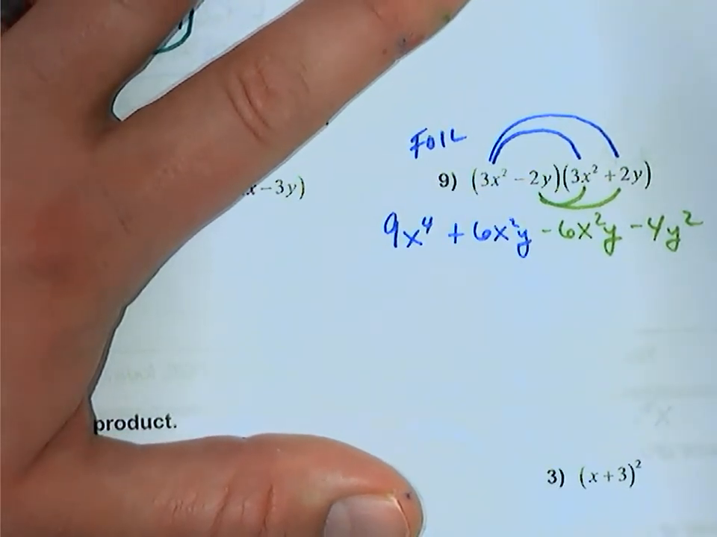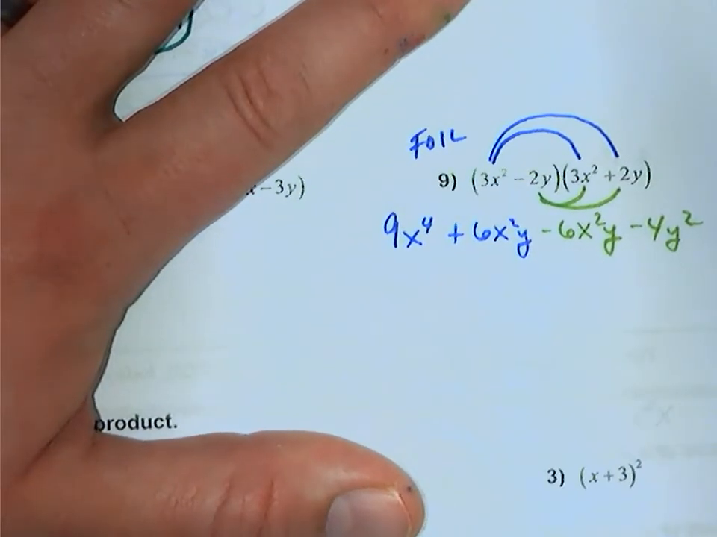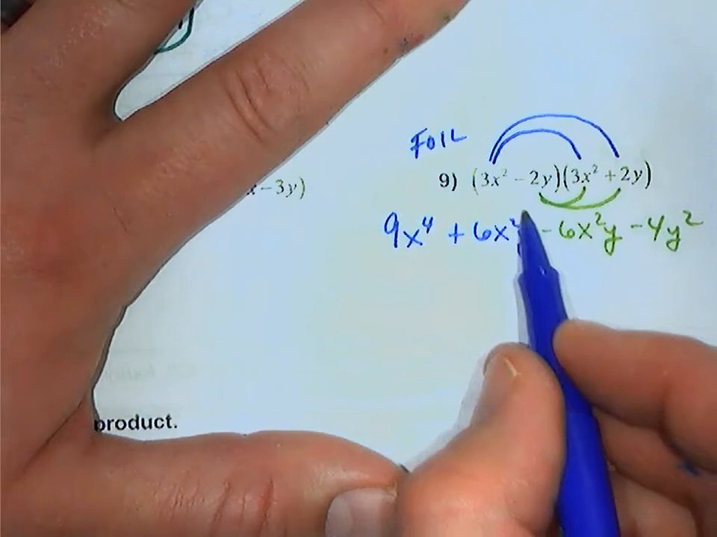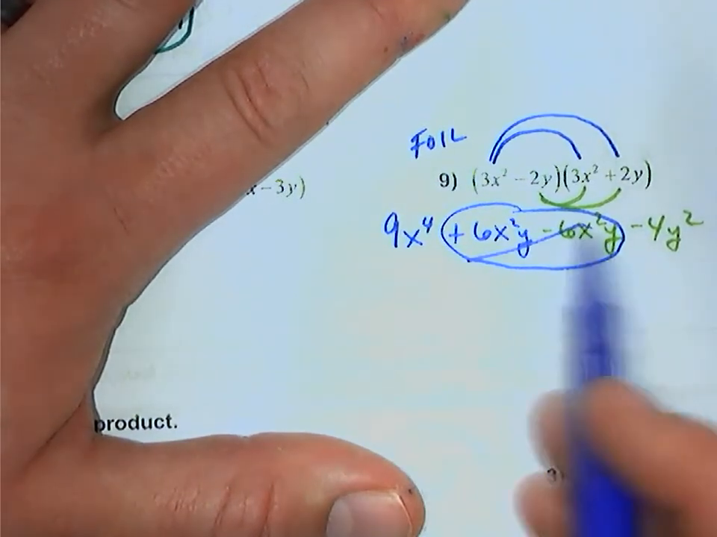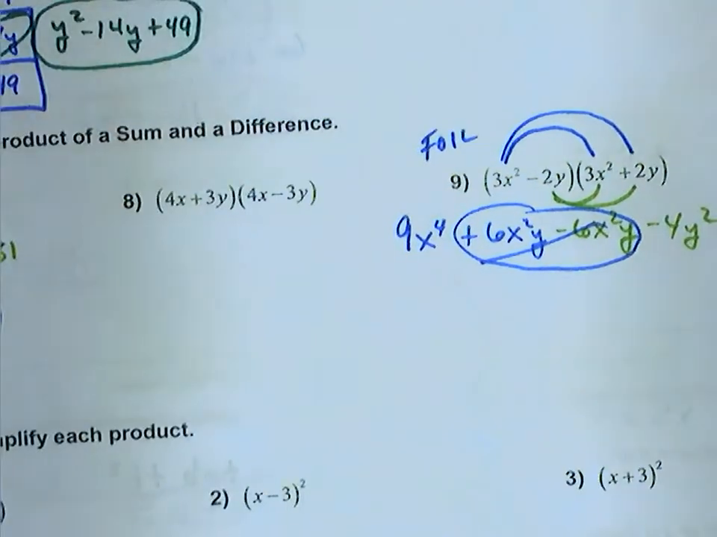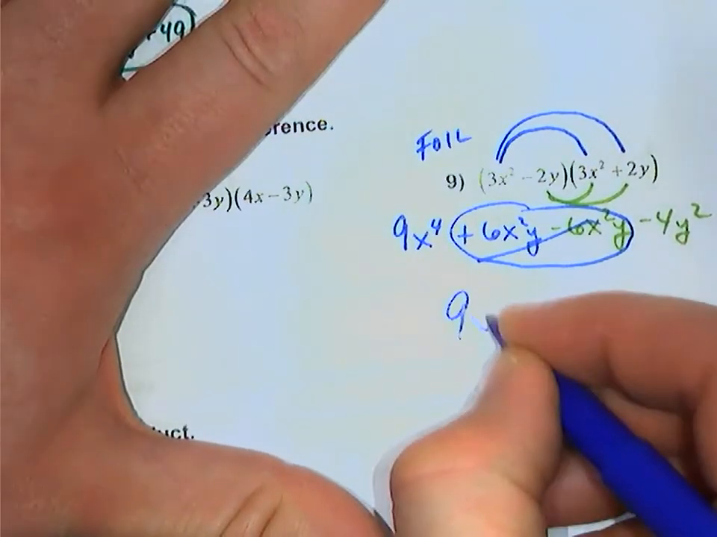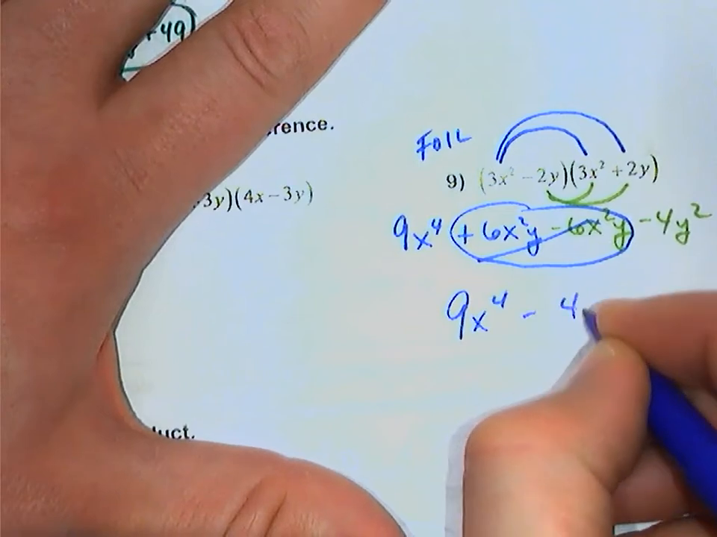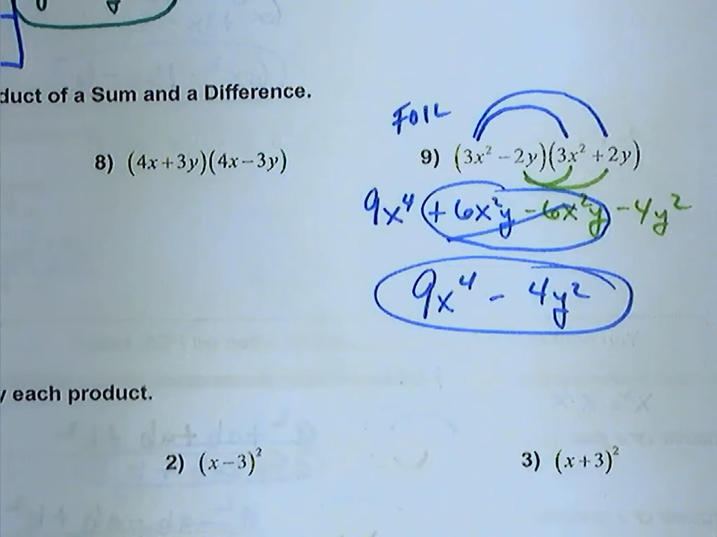Everybody okay with that? First, outers, inners, last. Take a look at your outers and inners, your OI term. What happens with the OI right here? They cancel. The reason why it cancels is this was a minus, that's a plus, or vice versa. One's going to be a positive, one's going to be a minus, and they're going to cancel out. Final answer, 9x to the 4th minus 4y squared. That's, again, sum and difference. Product of a sum and difference, or difference and sum.